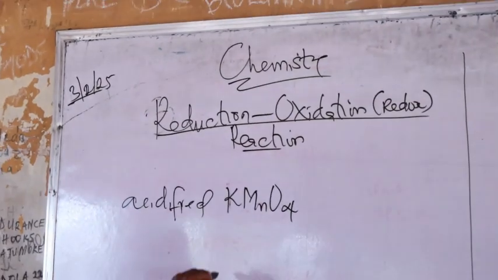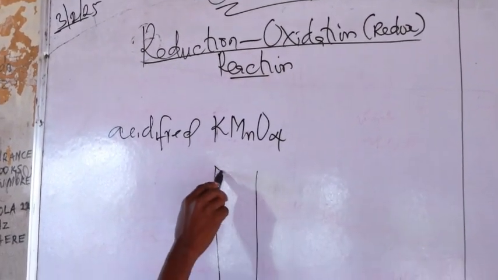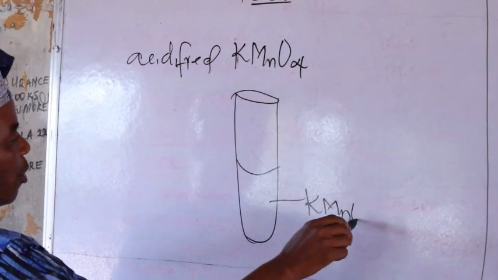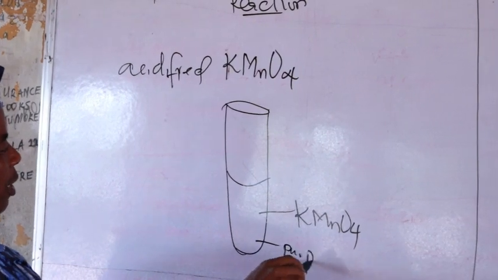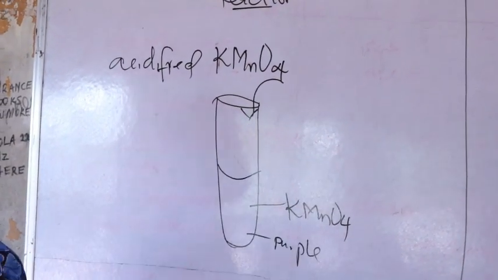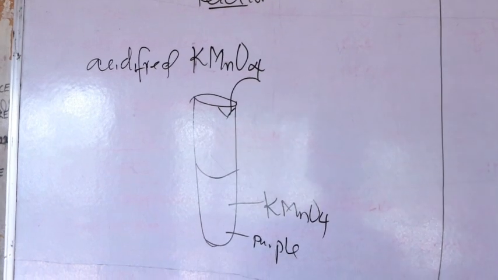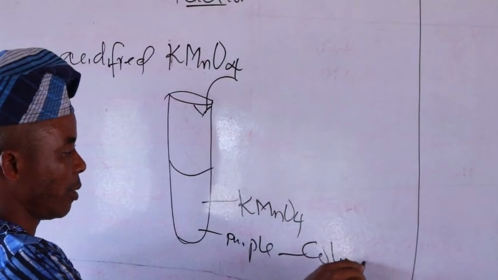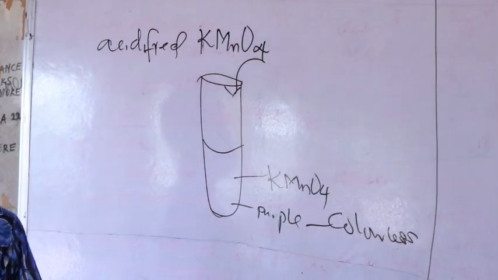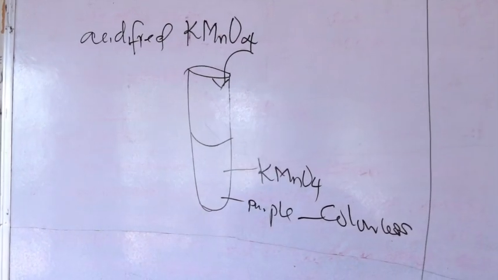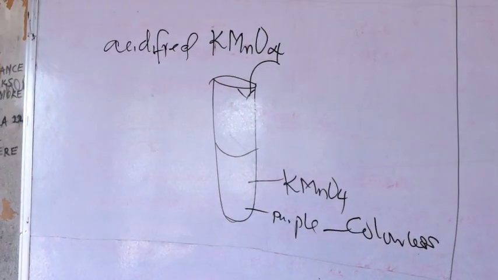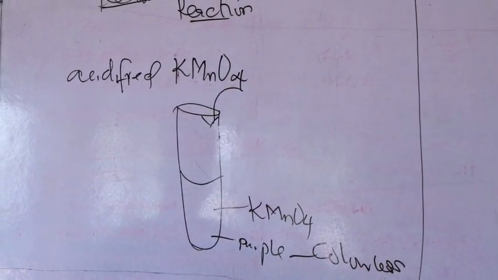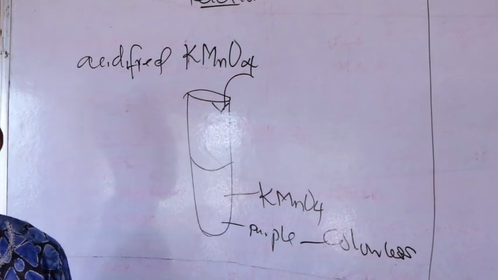What you do is that you put the reagent in a test tube. We have KMnO4, which is purple. If you add the substance you suspect to be a reducing agent to it, and the color changes from purple to colorless, then you can say that what you have added is a reducing agent. You can say a reducing agent changes acidified potassium tetraoxomanganate(VII) from purple to colorless.